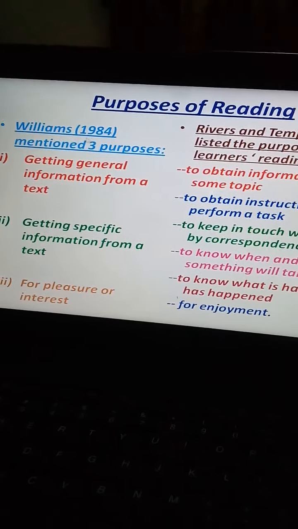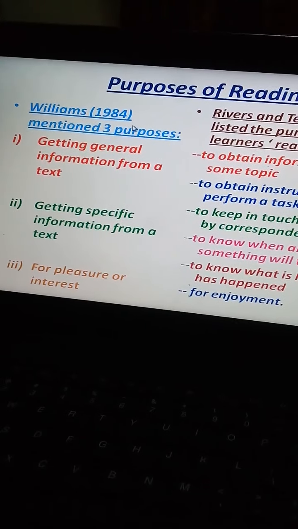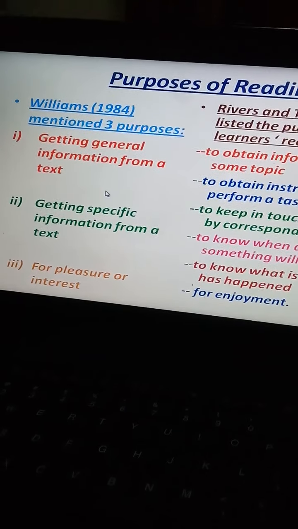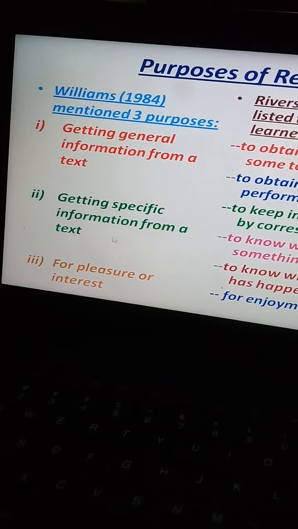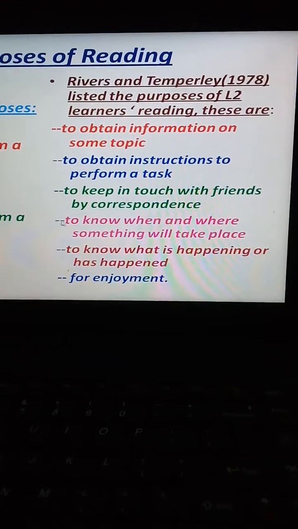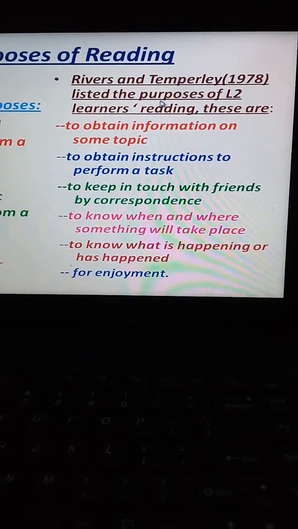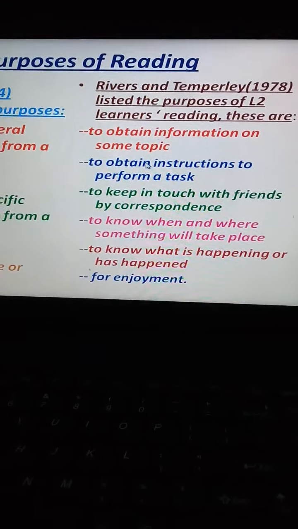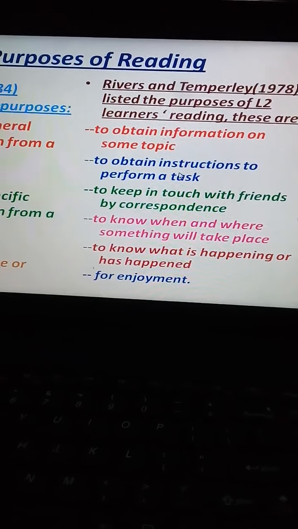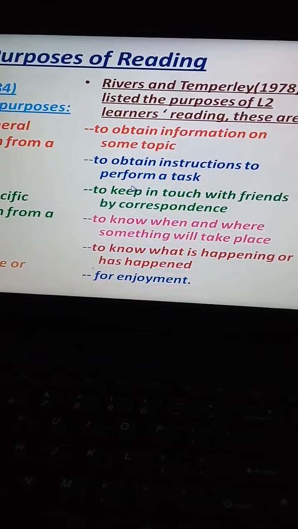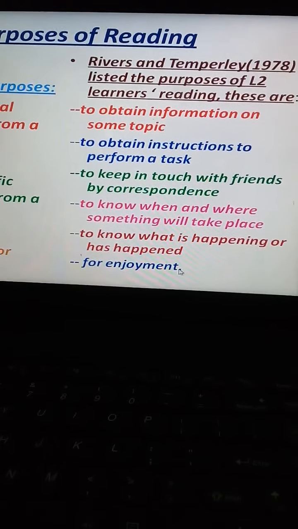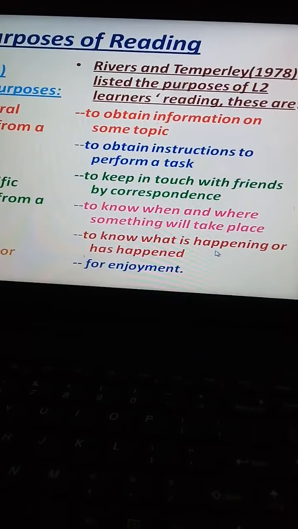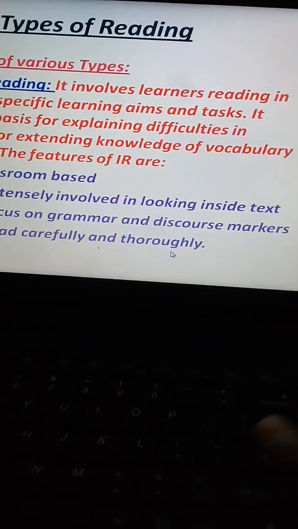And now I'm going to talk about the purposes of reading. That is, Williams, 1984, mentioned three purposes. That is, getting general information from a text, getting specific information from a text, and for pleasure or interest. And Rivers and Temperley, 1978, listed the purposes of L2 learners reading. These are to obtain information on some topic, to obtain instructions to perform a task, to keep in touch with friends by correspondence or through business letters, to know when and where something will take place, to know what is happening or has happened around the world, and for enjoyment.